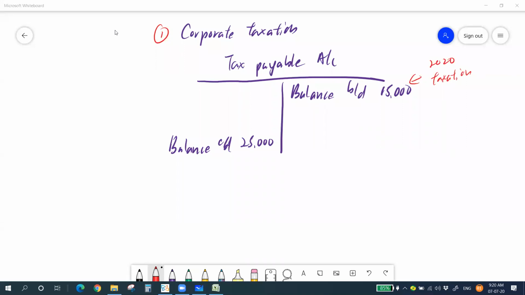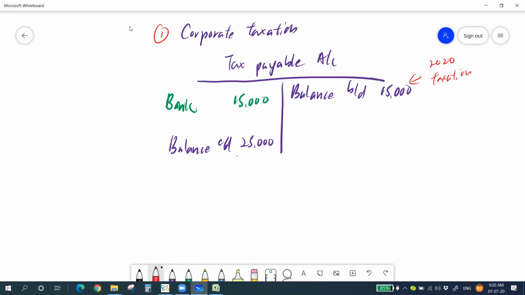For the payment, so debit or credit? Debit, yes. Why? Because we credit the bank account for payment. When it comes to the corporate taxation, we put bank here. So what is the amount we paid? We paid 15,000. We put 15,000. So from here we can do the closing.